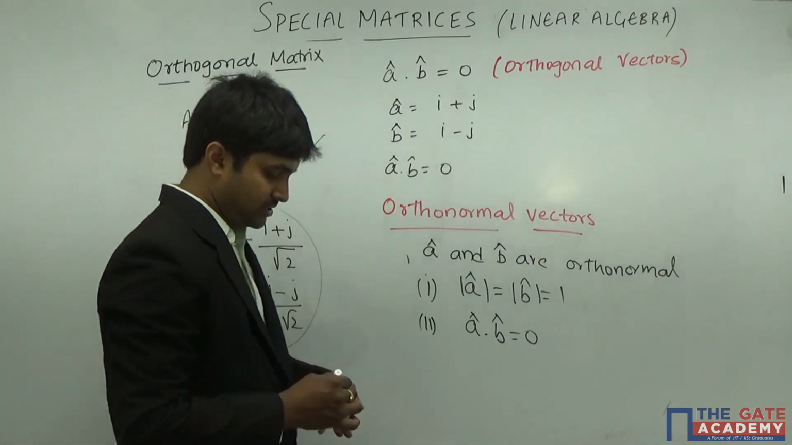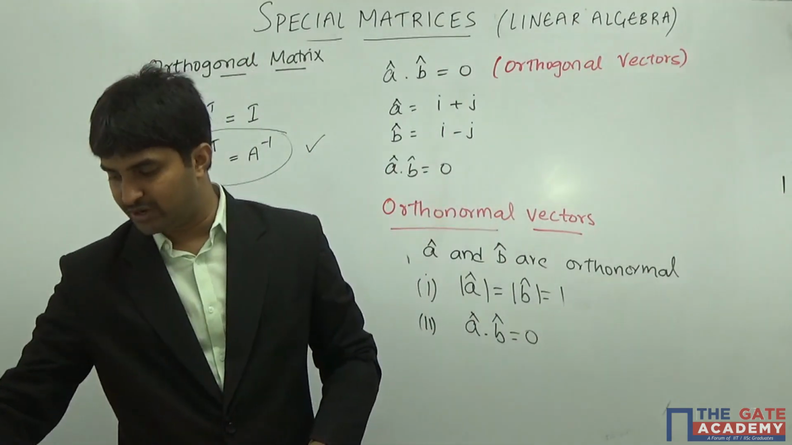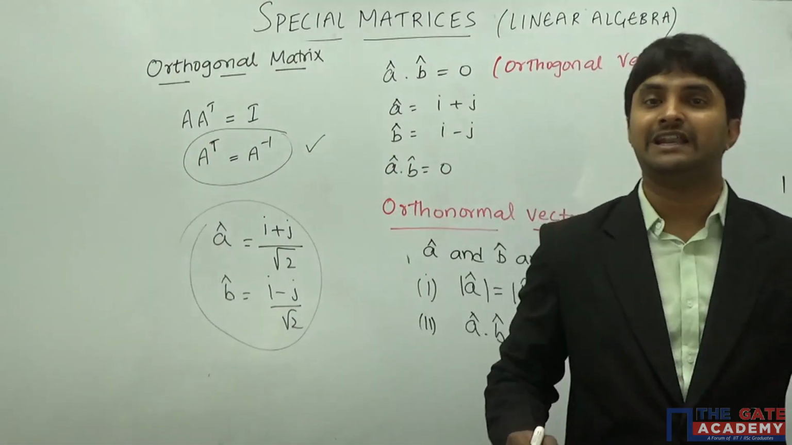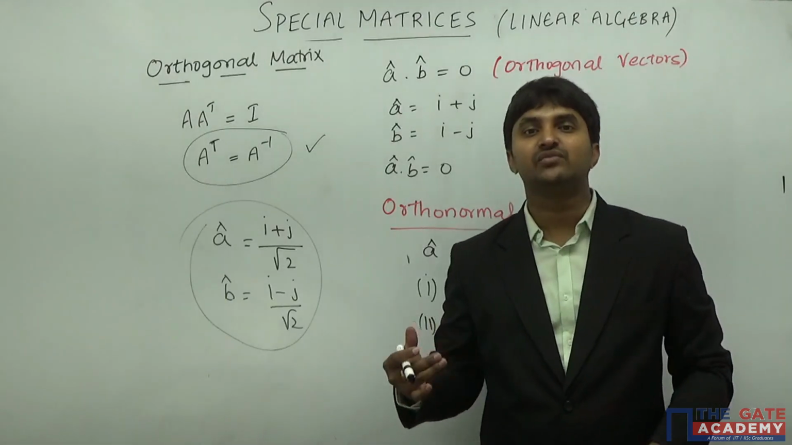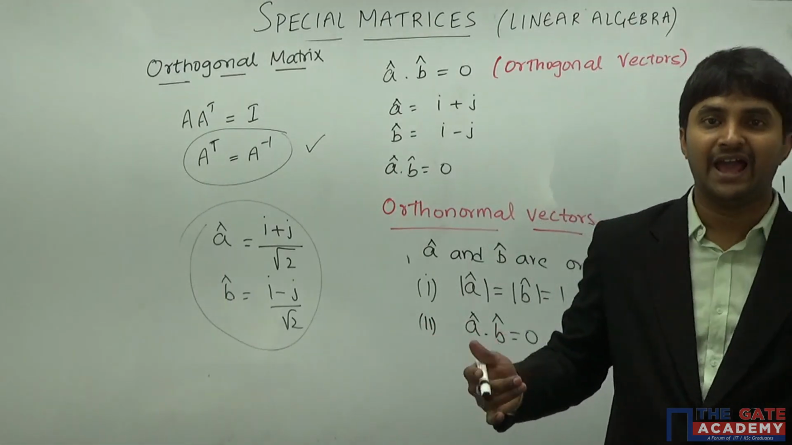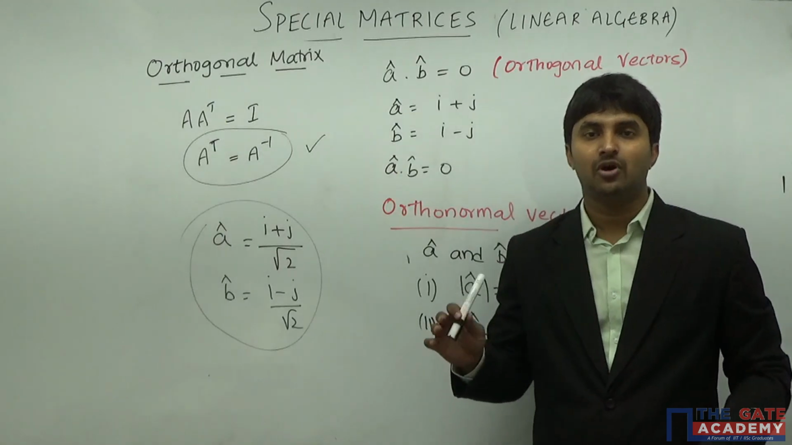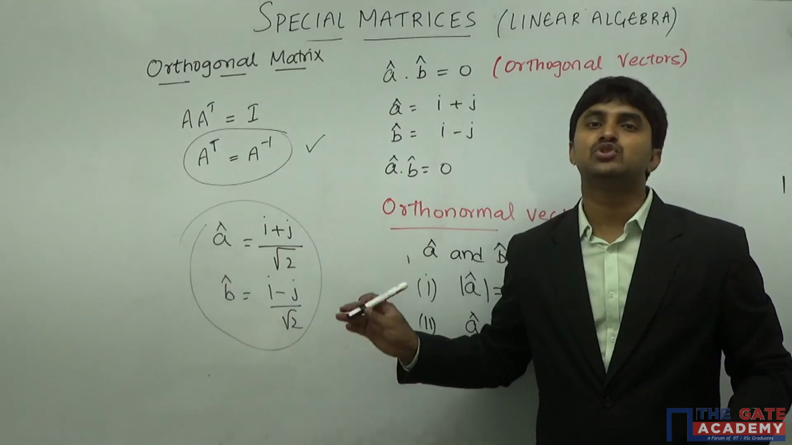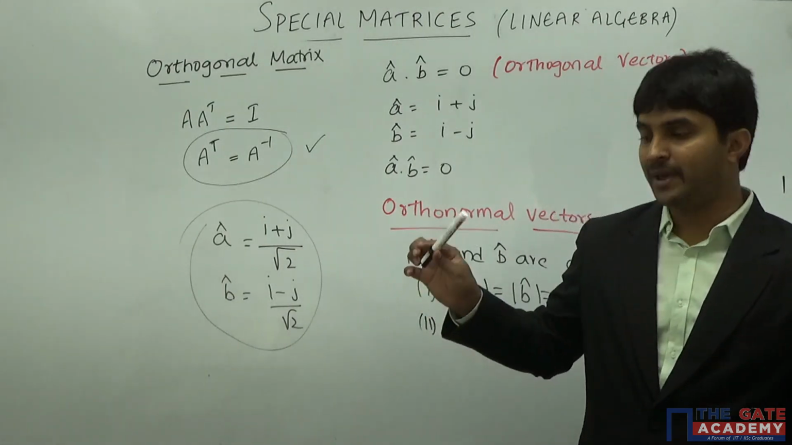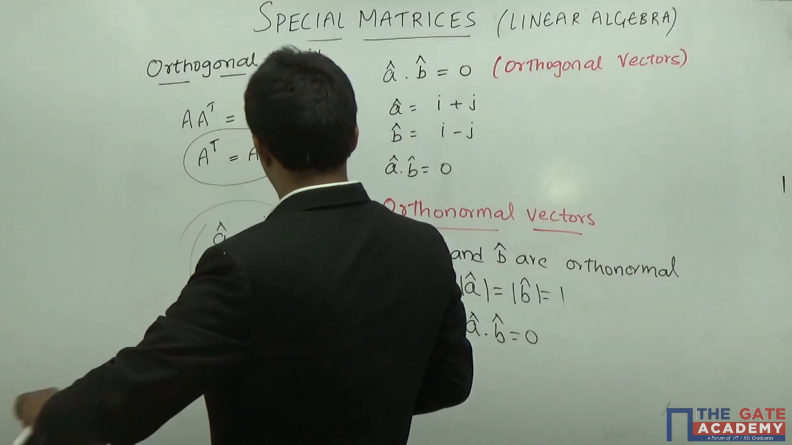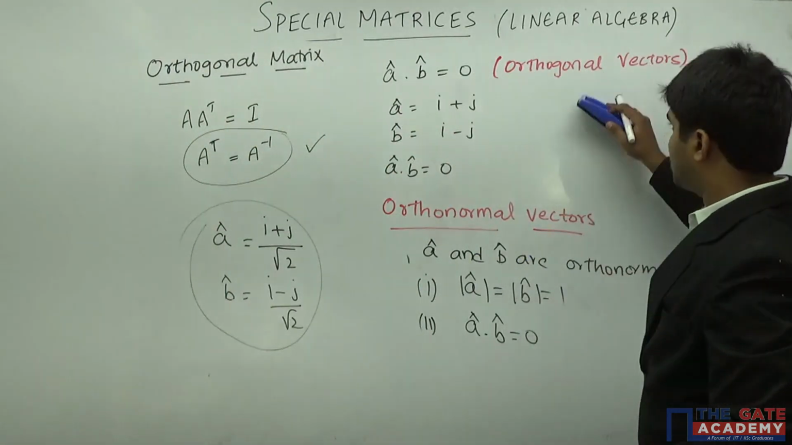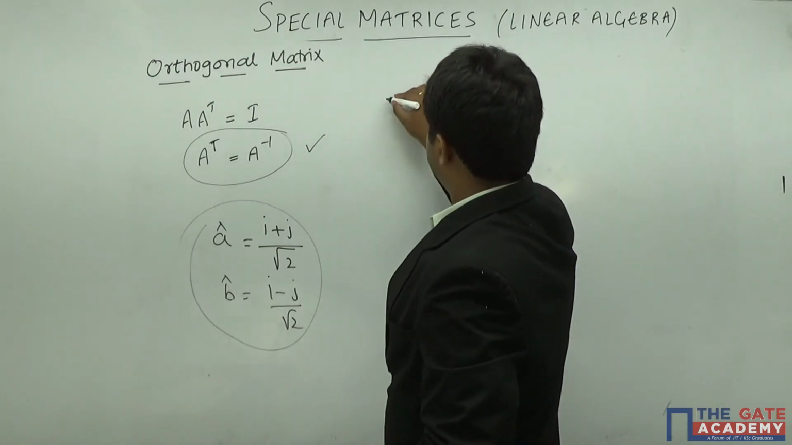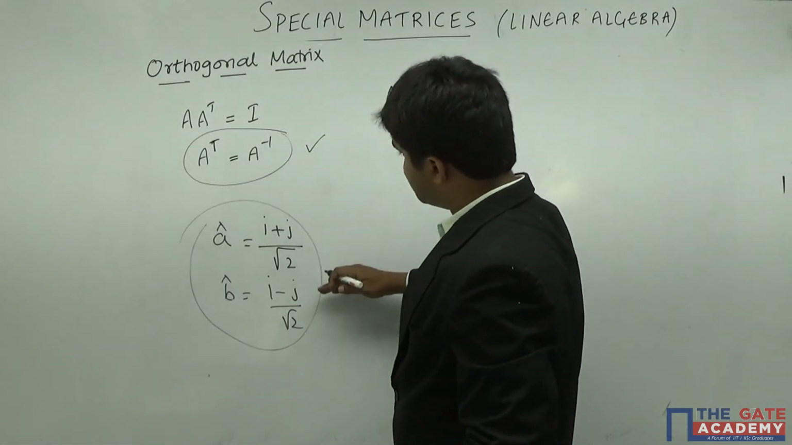So these vectors are going to be orthonormal vectors. Now why are we learning about orthonormal and orthogonal vectors? Because we have to understand the property of an orthogonal matrix. In the case of an orthogonal matrix, its rows or columns have to be orthonormal vectors. For example, after learning about orthogonal and orthonormal vectors, if I write the matrix A, we know that these two are orthonormal.